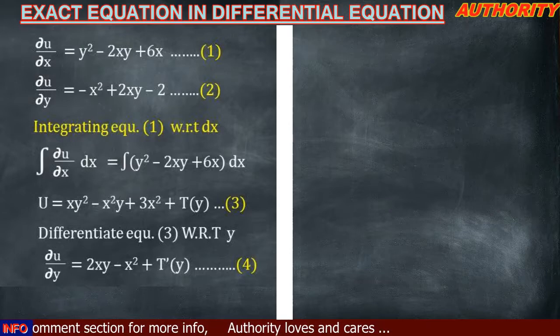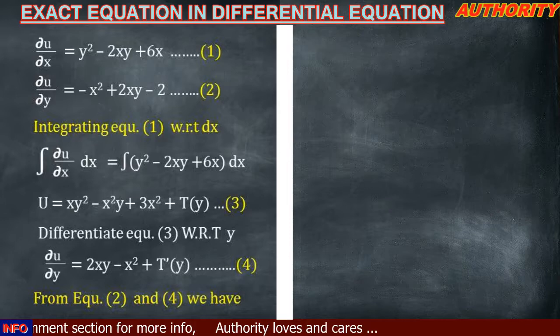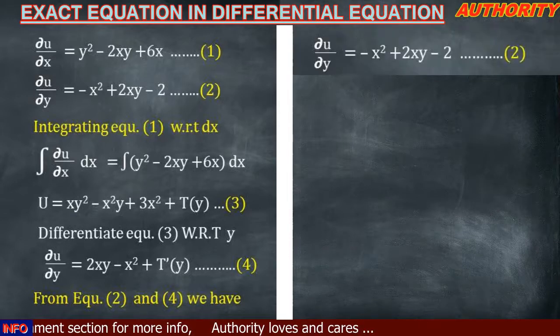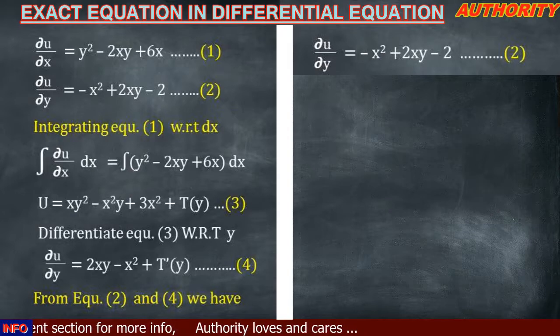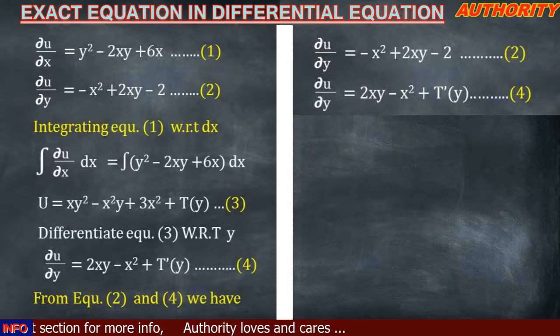All right, good. Now let's go to the beginning where we have equation 1 and equation 2. So equation 2, we have the partial derivative of u with respect to y is equal to minus x squared plus 2xy minus 2. Is that true? Yes. And then here in equation 4, we have the partial derivative of u with respect to y is equal to 2xy minus x squared plus t prime of y.